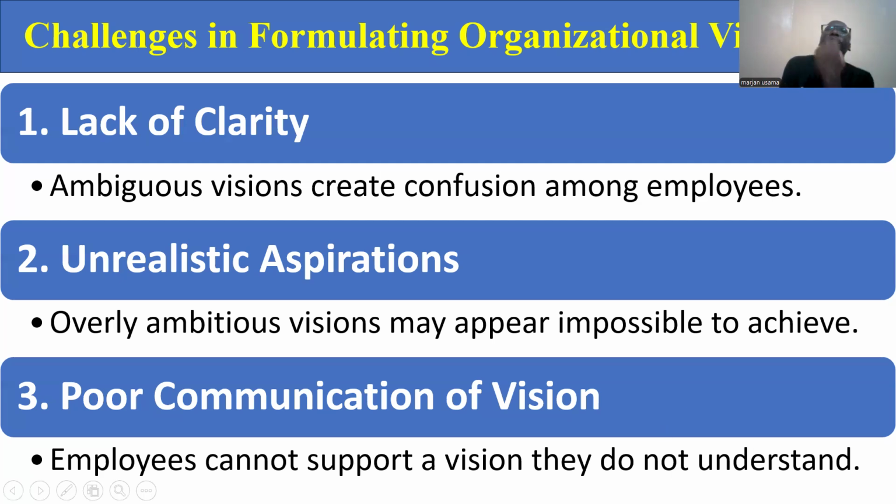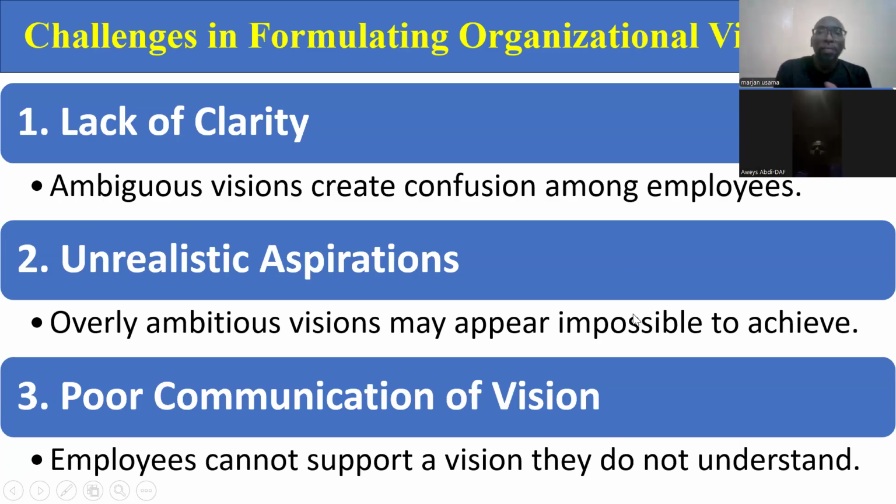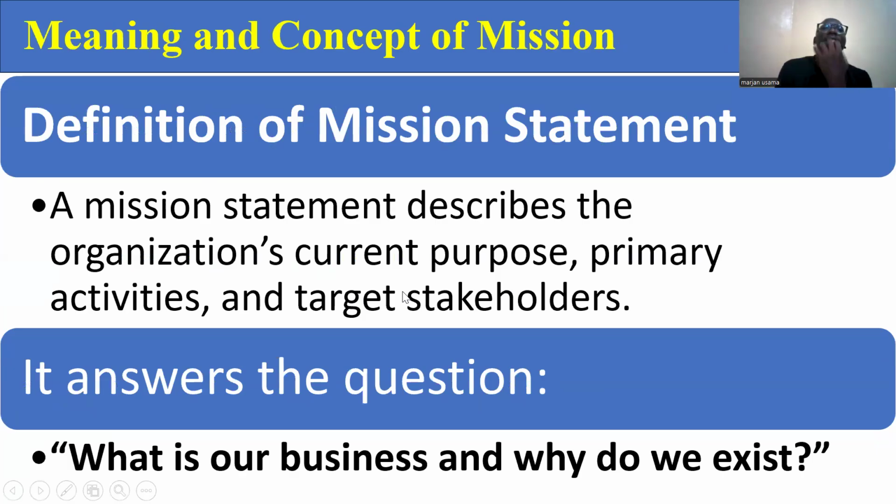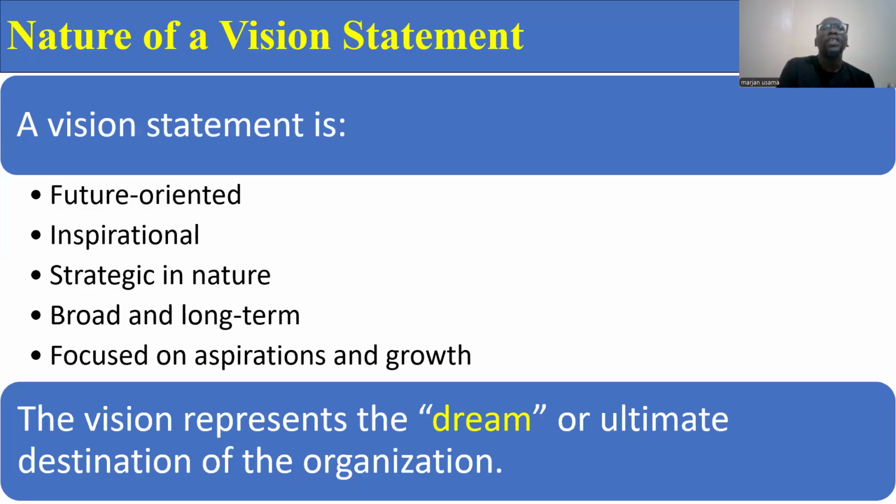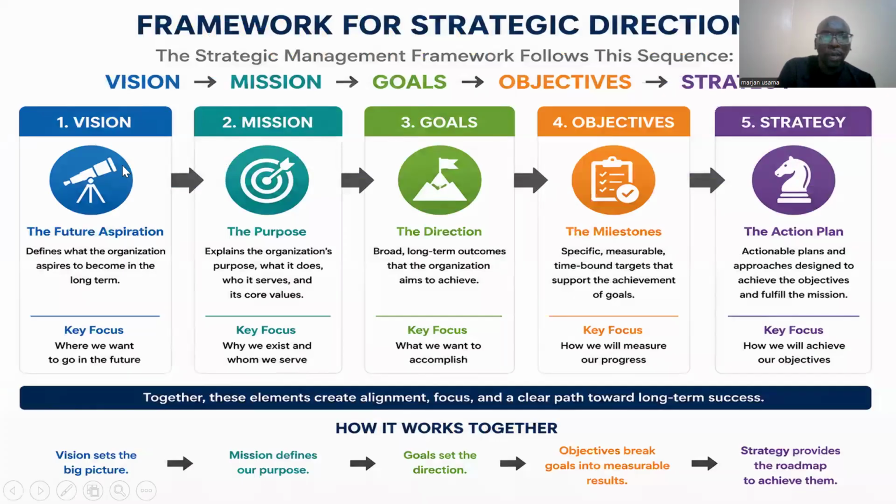Then poor communication of vision. Employees cannot support a vision they don't understand. That is why we said you need to involve them. Communicate so that they can understand, right? So we are through with number one. Number one was the vision. So we are through with the vision.